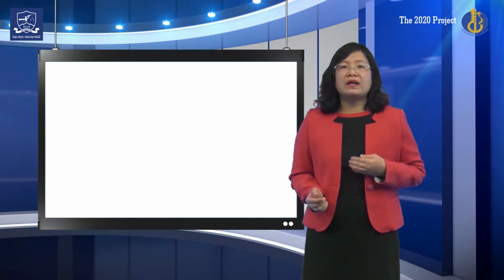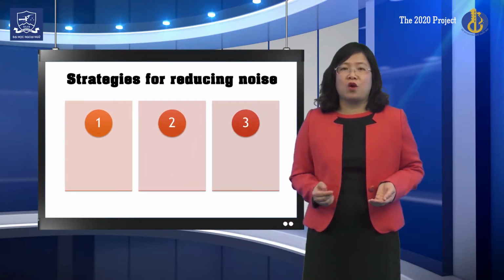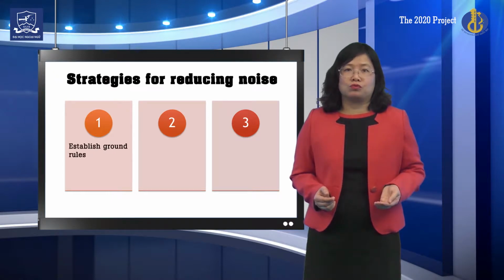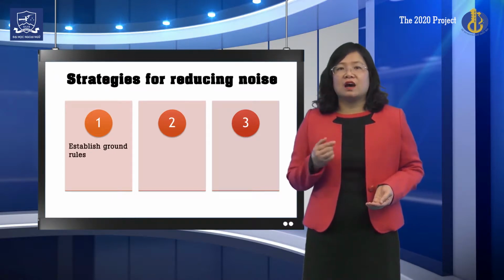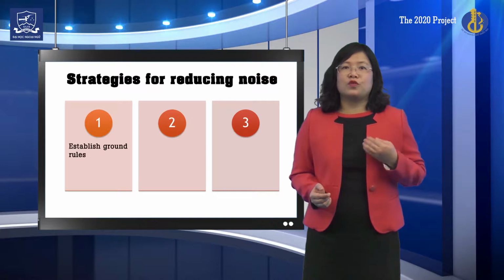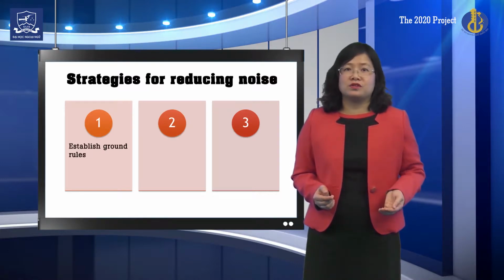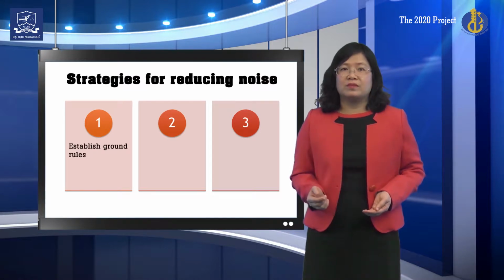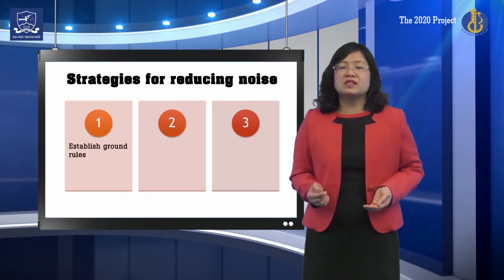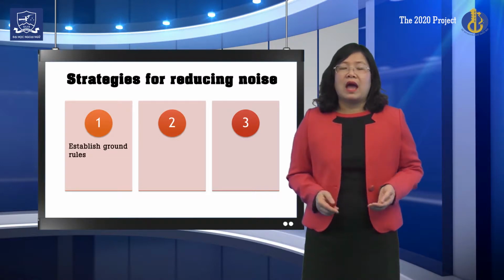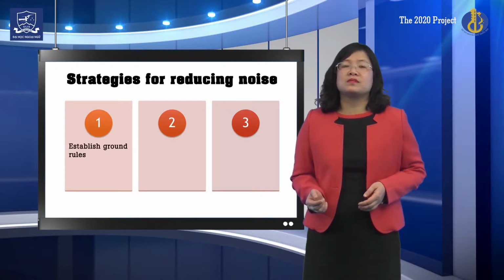So, what are the strategies for reducing noise? First, establish ground rules. At the start of the course, discuss with your students the problems caused by excess noise, and together with them, establish a series of ground rules for reducing noise level. You might want to display this on the classroom wall and remind students of them from time to time.